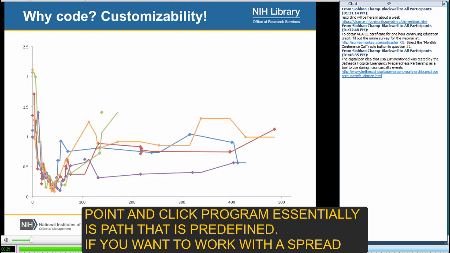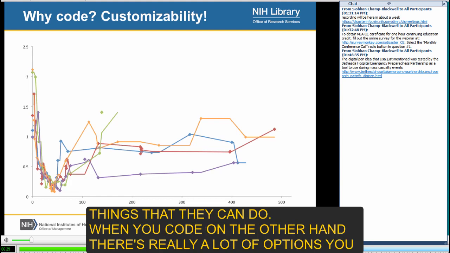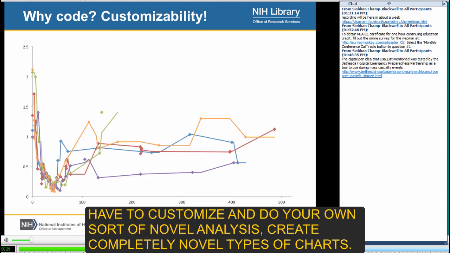If you want to work with a spreadsheet, you use Excel. If you want to write a Word document or a text document, you work with Word. But there's only so many things that they can do. When you code, on the other hand, there's really a lot of options that you have to customize and do your own novel analysis, create completely novel types of charts.